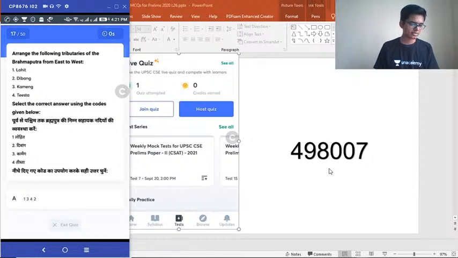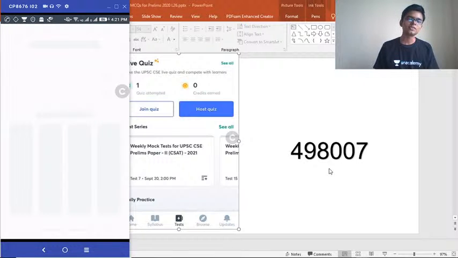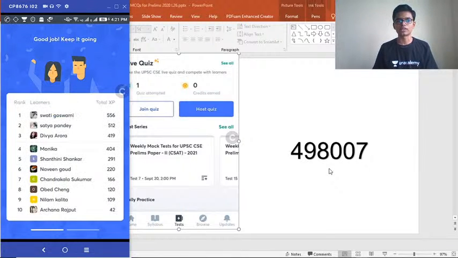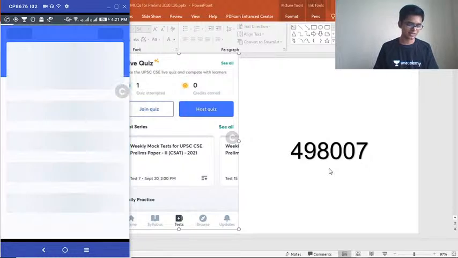Last 3 seconds. Yeah, time's up. Correct answer is option 3. Okay, 43% getting it. Very good. Everybody has a positive scores today. That is nice to see.